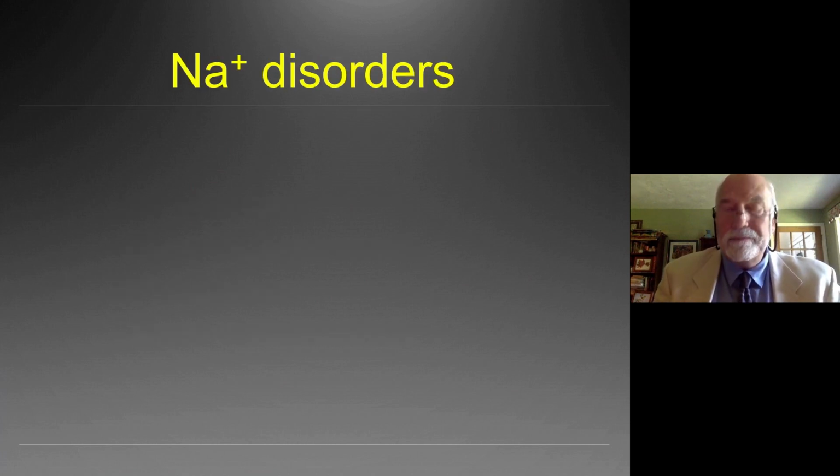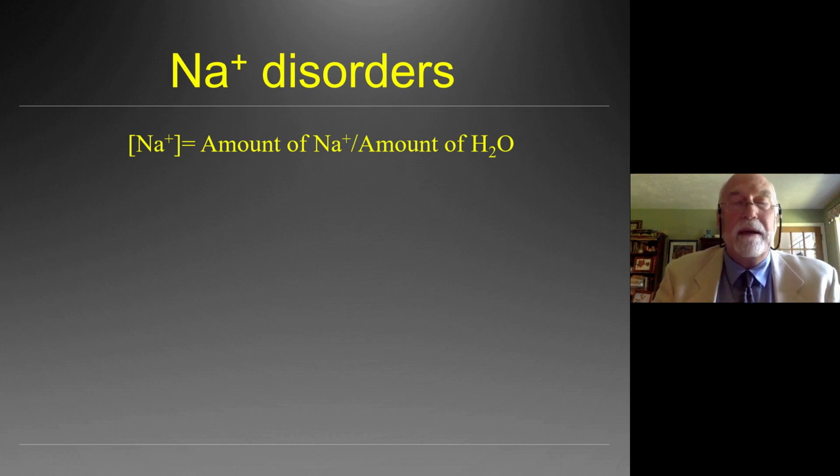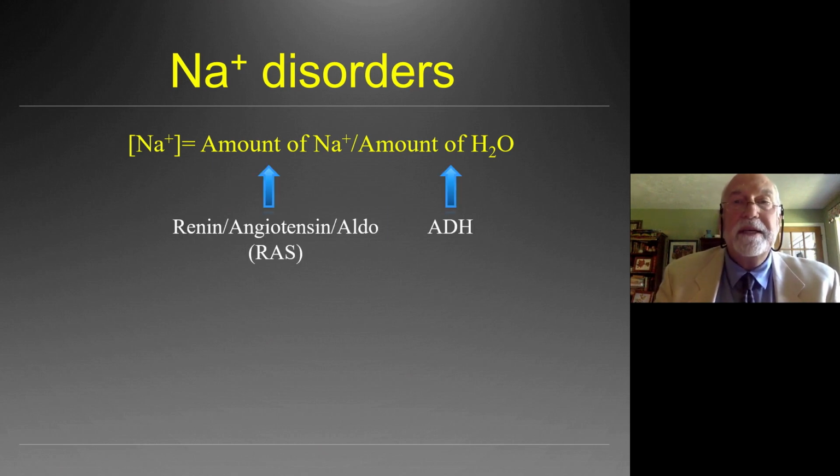So sodium, it's best to think about the sodium that we measure in the blood literally as the concentration, the amount of sodium divided by the amount of water. And by doing it this way, we can approach it physiologically because these are regulated by two different hormone systems, the renin-angiotensin system, which controls volume, and the ADH system, which controls tonicity or water.